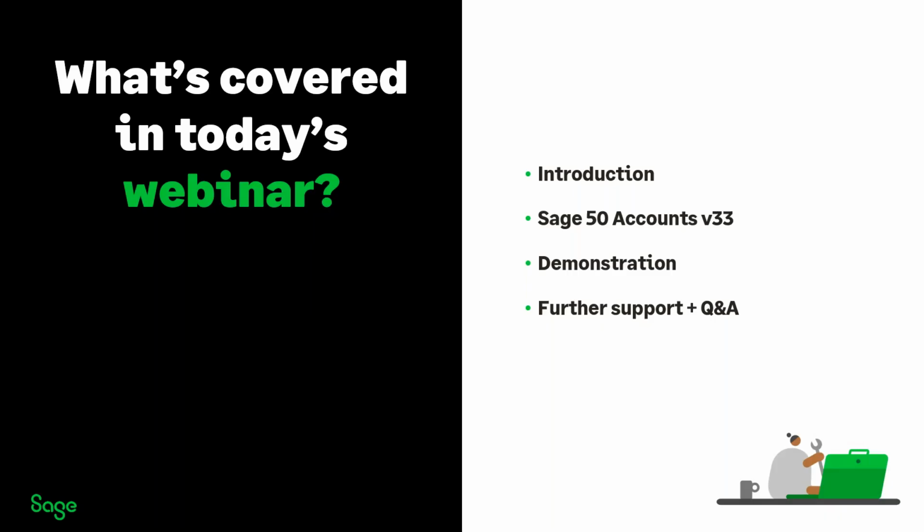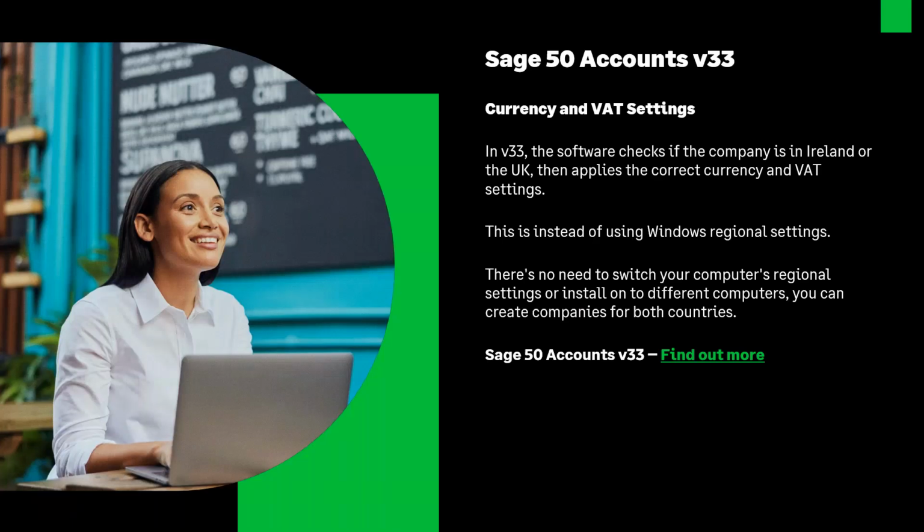Right. Okay, so we're going to start with a little bit about version 33. Now, a couple of changes for VAT in version 33, and obviously the users that are most likely to benefit are when you do both VAT returns. So you do a UK return, you might do more than one, and you do an Irish return, but you want to do that from the same PC. Historically, before accessing the relevant company, you would have had to make sure that your Windows regional settings were correct, so that the correct VAT options were displayed in your software.